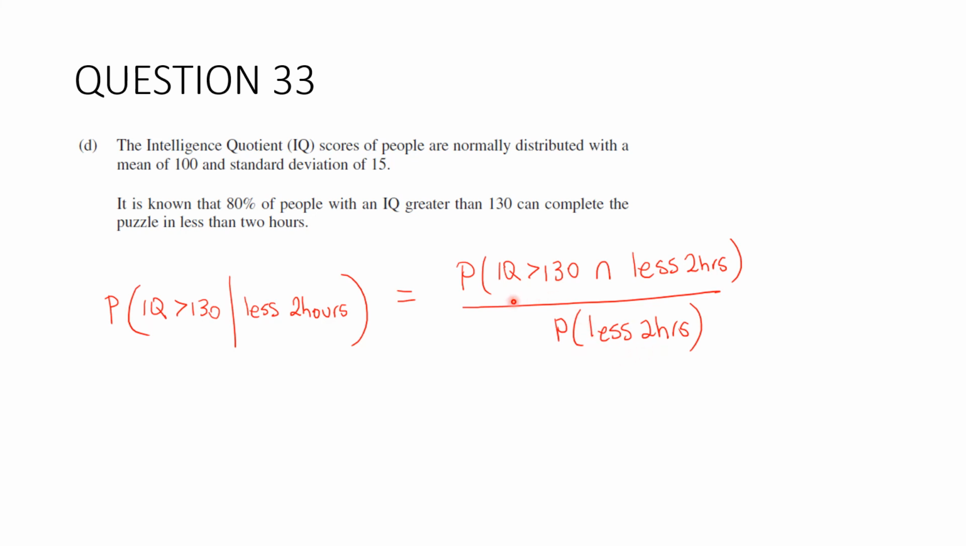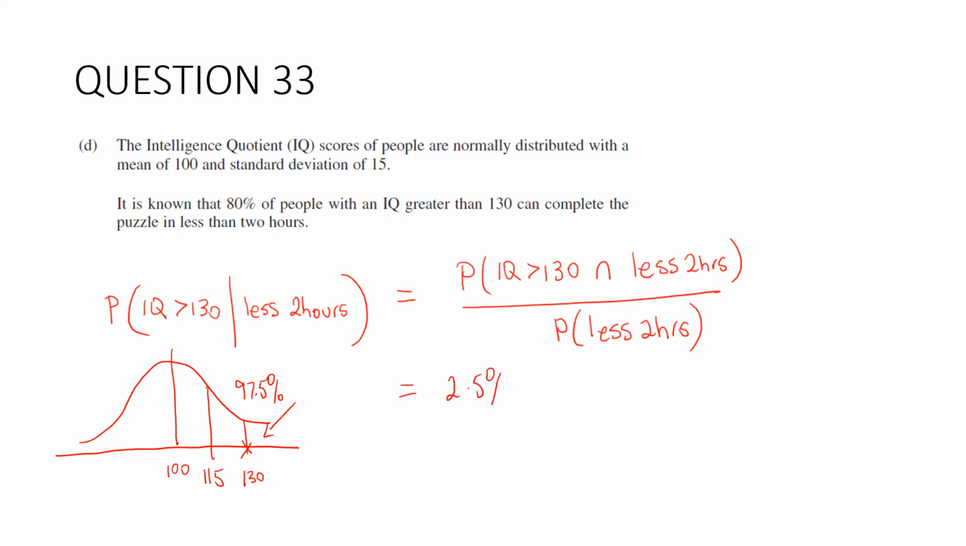So what's the probability that any person has an IQ greater than 130? We need to go to our normal distribution curve, figure out where that is. So just drawing that up, we know we have got a mean of 100. Adding on a standard deviation gives us 115, and another standard deviation gives us 130. So this is the 97.5 percentile. We worked that out in a previous question. So the probability that they have an IQ above that is 2.5%.